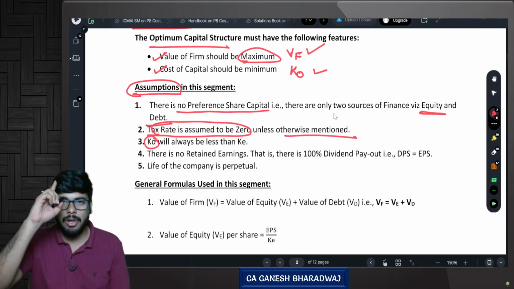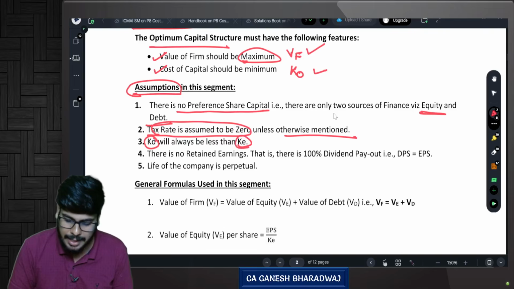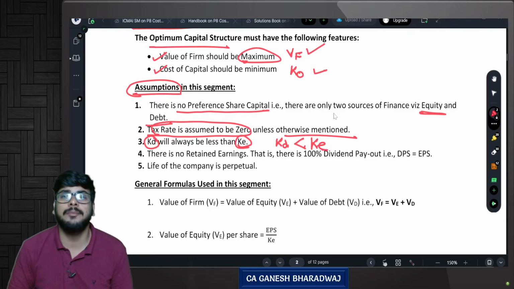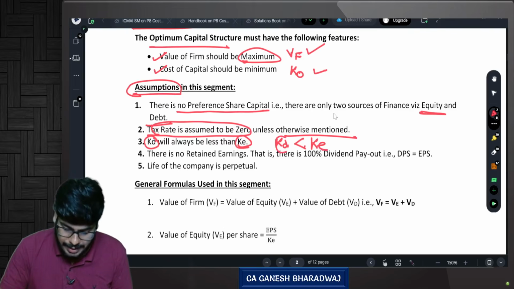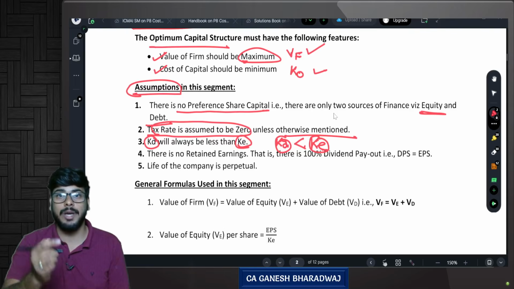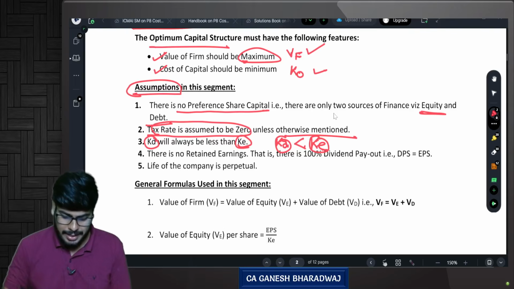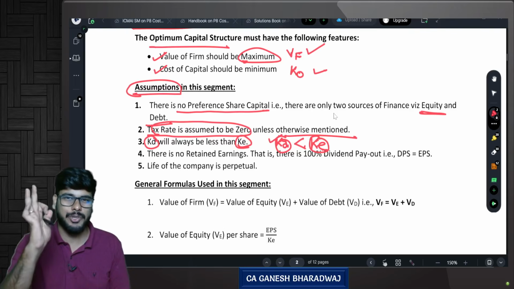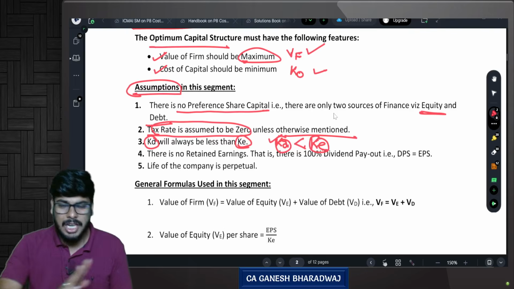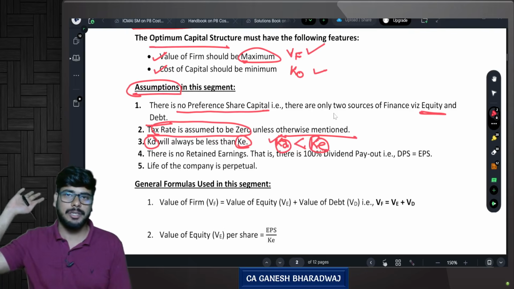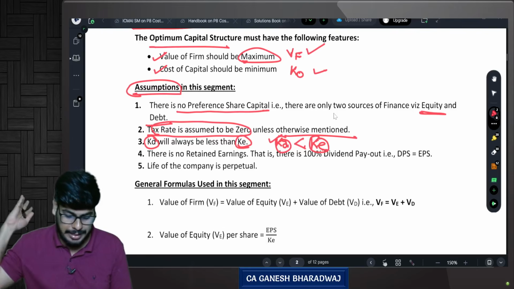Then KD will always be less than KE. Why? The cost of debt will be less than the cost of equity. Why? Because of tax saving. Correct? So they are saying in all the cases, debt is a cheaper source of finance. Are you clear with this? All the four people, that is all the four theories, are agreeing to this.